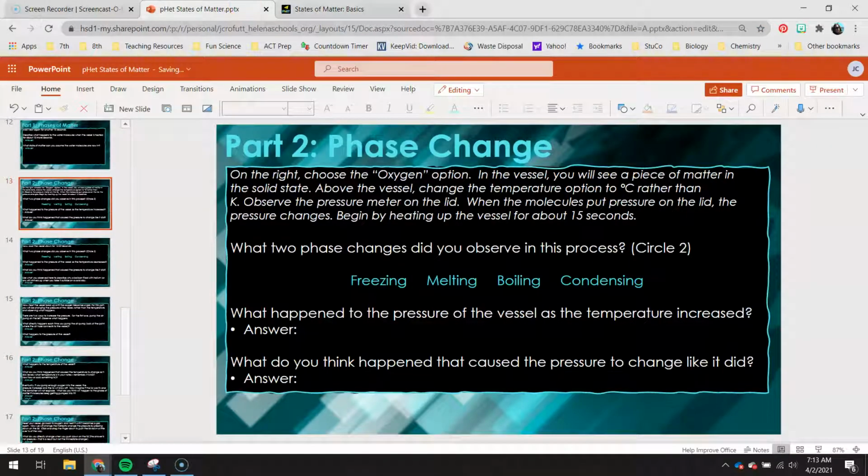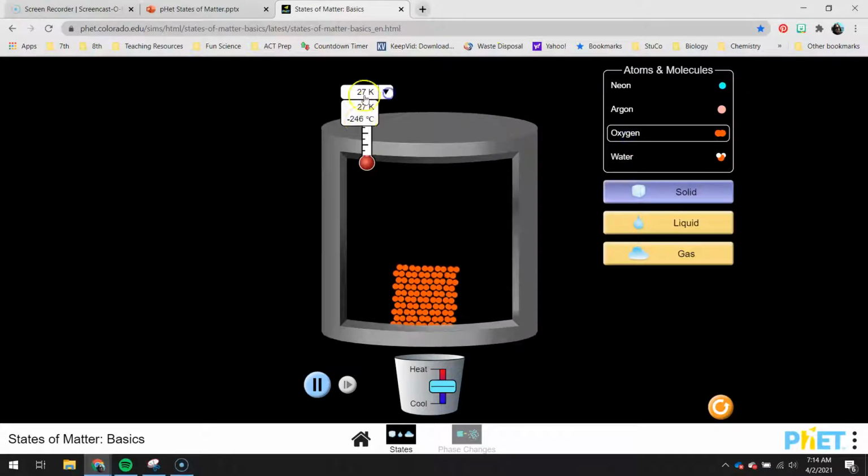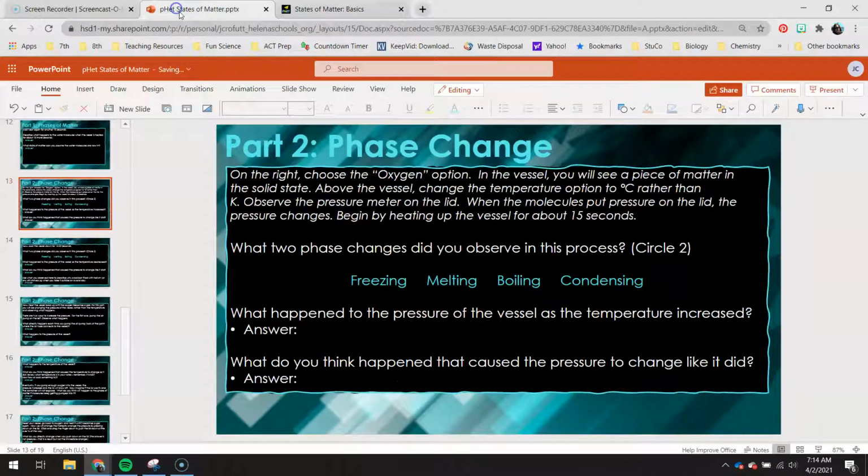On the right, choose oxygen. In the vessel, you will see a piece of matter in the solid state, so you'll want that in solid. So we're going to go solid, oxygen, and we're also going to change our degrees to Celsius. Observe the pressure meter on the lid. So this one we're really going to start looking at some different ways we can induce a phase change other than changing the temperature.